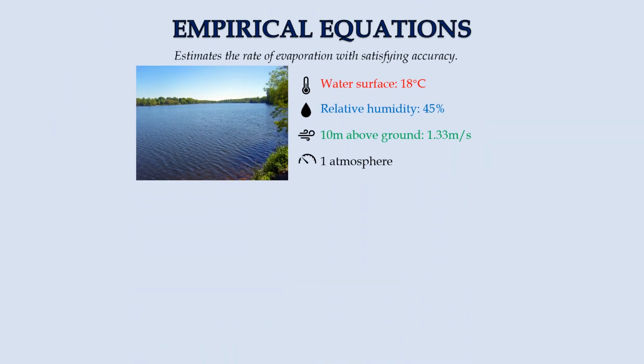Let's implement the empirical equations in an example. We are now looking at a large and deep lake. The water temperature is 18 degrees Celsius, while the relative humidity is 45%. The mean wind speed at 10 meters above ground level is 1.33 meters per second. The atmospheric pressure of the site is assumed to be 1 atmosphere.